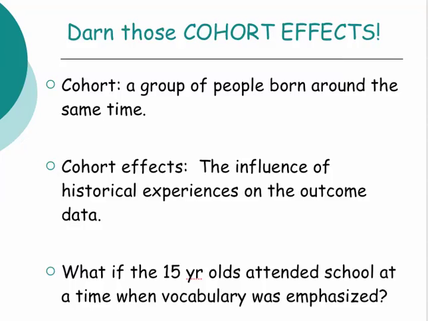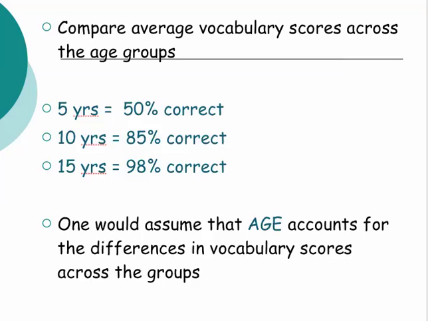Cohort effects are the influence of those historical experiences on the outcome data. So, for example, suppose the 15-year-olds happen to attend school at a time when vocabulary was strongly emphasized as part of the curriculum. If that were the case, it could be that the 15-year-olds would have gotten 98% correct when they were 5 or 10.